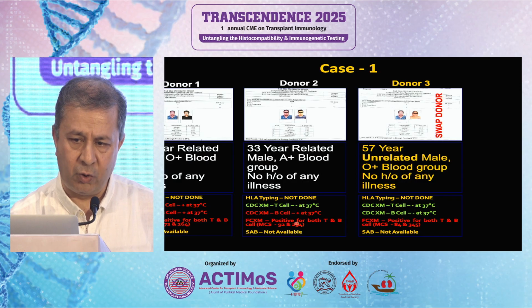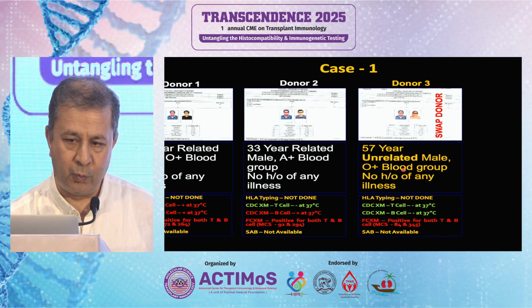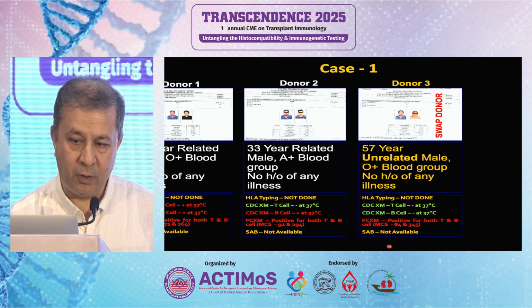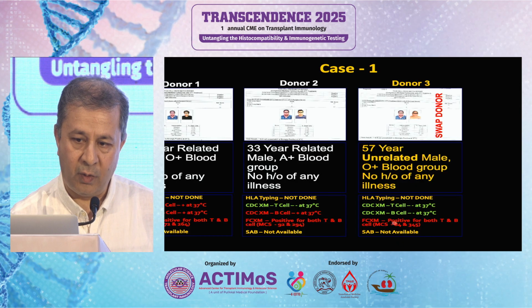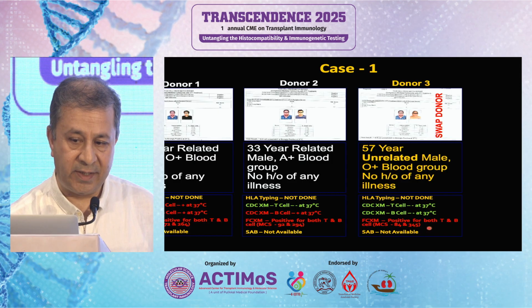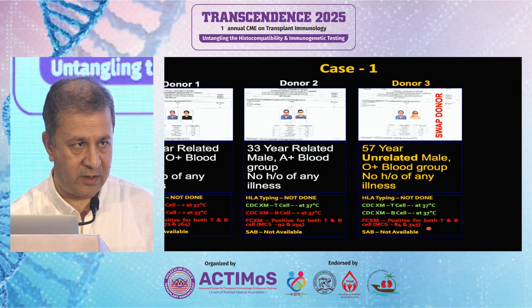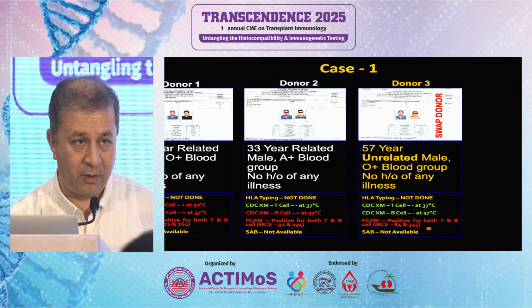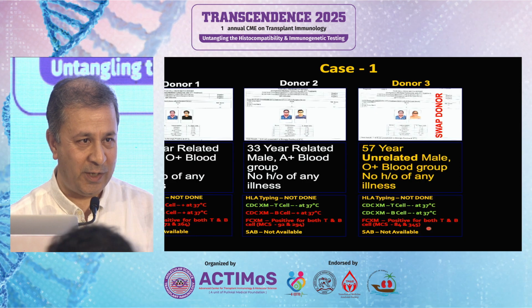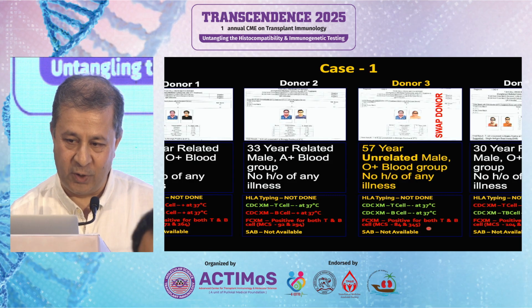So we had a 57-year-old unrelated male donor. Group was compatible, no typing, no SAB, but CDC clean negative. However, flow still continues to be positive and significant median channel shifts. Now, at this point of time, we were asked, what should we do? We said, look for again an alternate donor. That's what we keep asking. Now, they got a fourth donor.